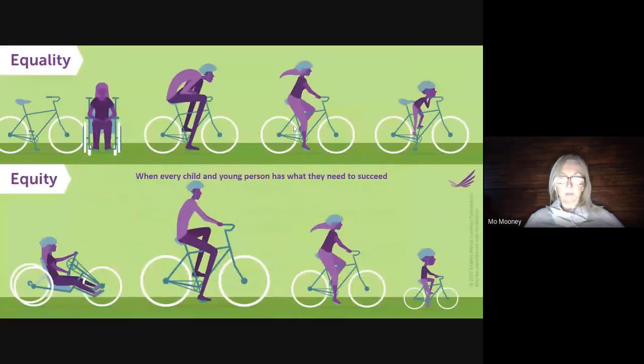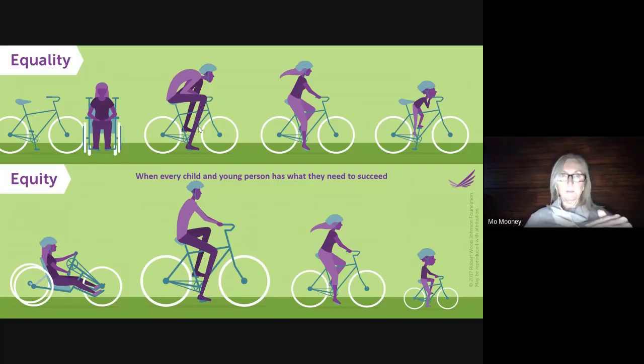Next slide, please. Again, that's quite another good one, I think. Are we giving everybody the same thing? If we provide everybody with a bike, they can't all access it. So we have to tailor what we give them to ensure equality of access to education within your classroom.